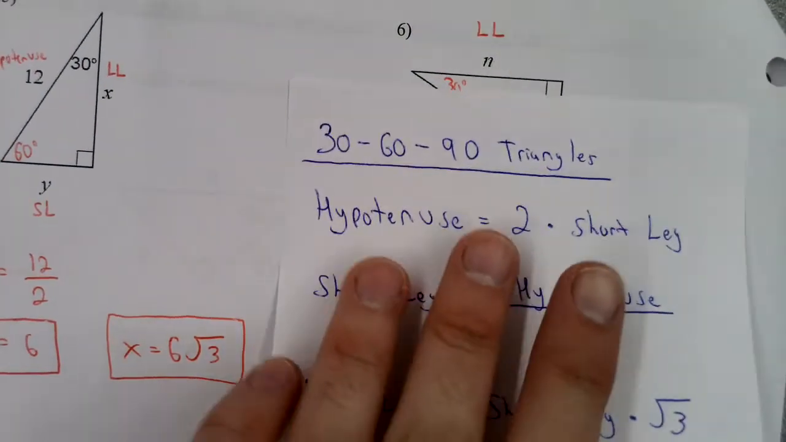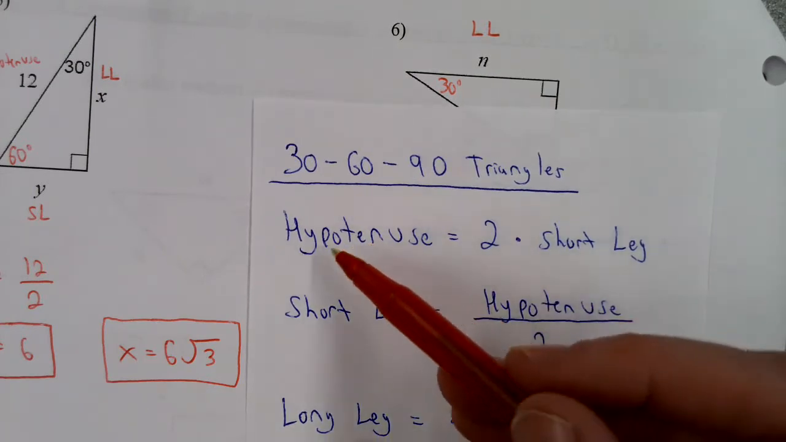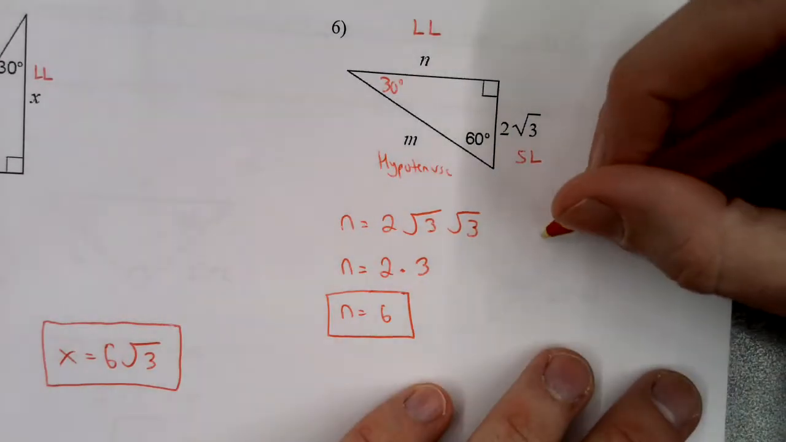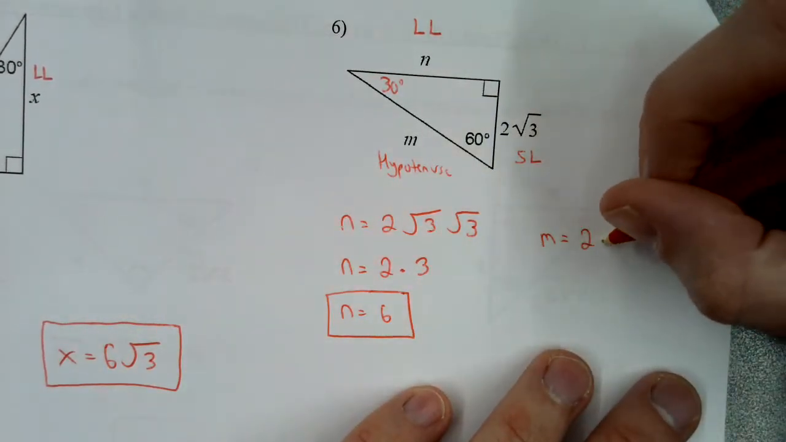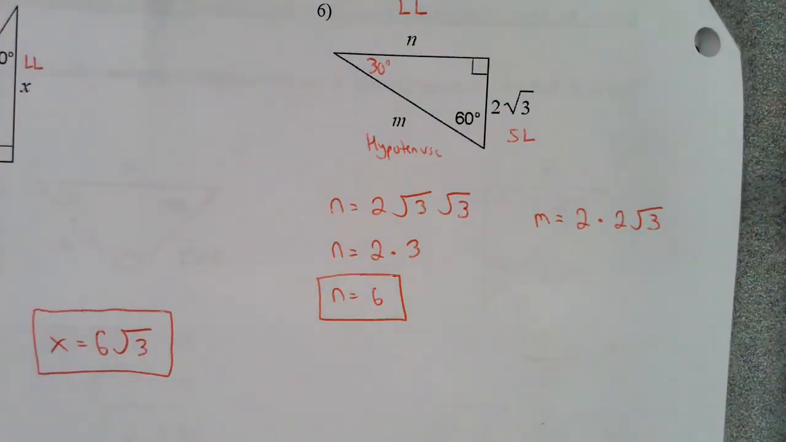Now let's get the hypotenuse. Hypotenuse equals 2 times the short leg. That's easy enough. So it's going to be 4 square root of 3.